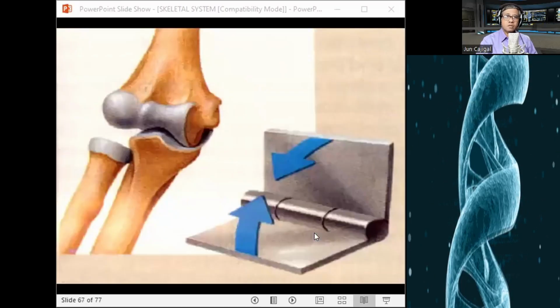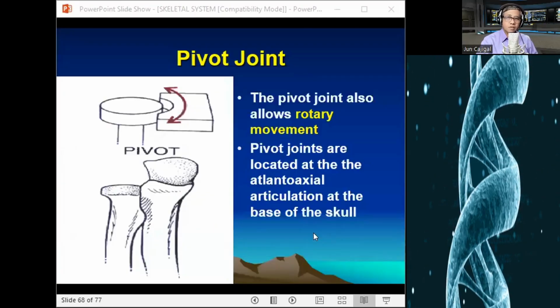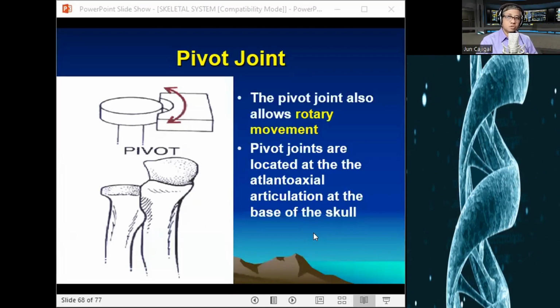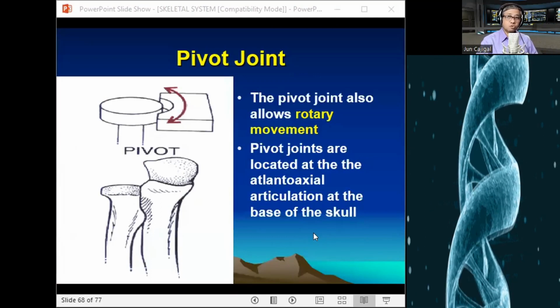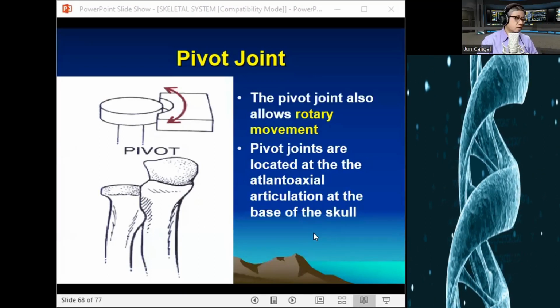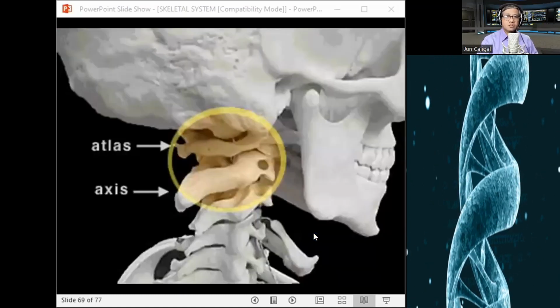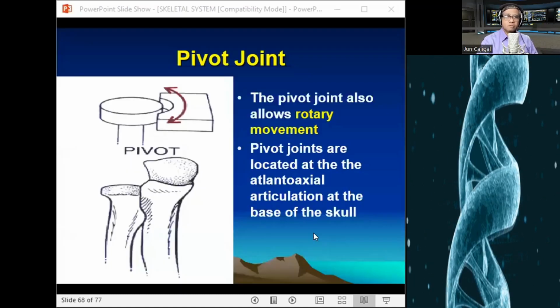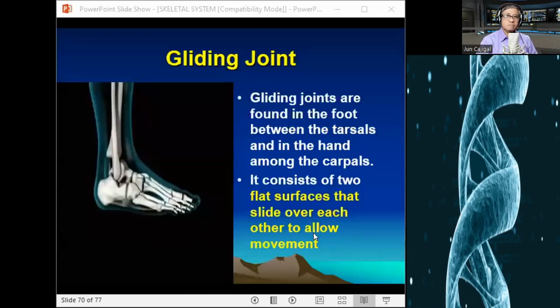Next we have what we call a pivot joint. A pivot joint allows rotary movement. Like in the atlanto-axial articulation at the base of the skull, it allows our head to be moved in this direction. So that's the atlanto-axial articulation at the base of the skull.